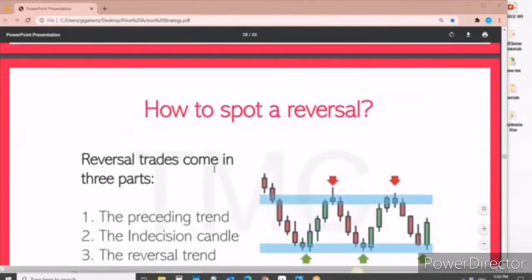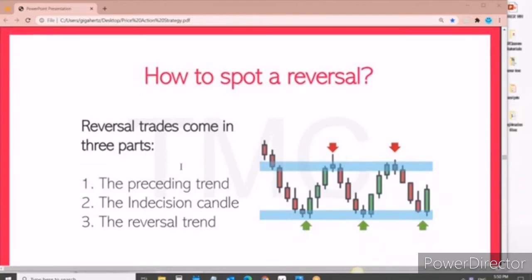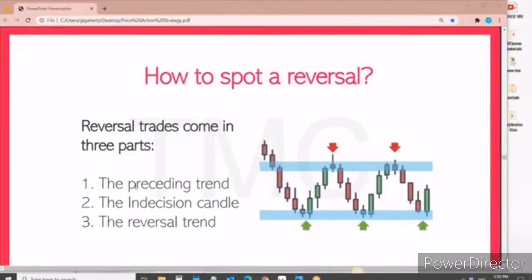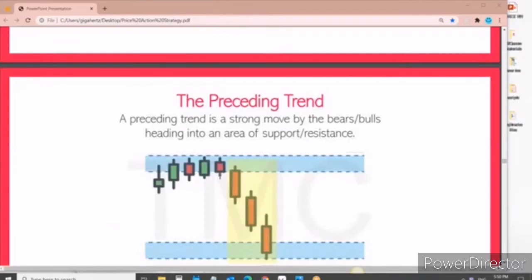Okay. So, how to spot a reversal? For us to see kung magkakaroon ng reversal, we need to have a preceding trend. First, preceding trend. Second, indecision candle. And third is the reversal trend. Kuha ba? Tatlo yan ha, how to spot a reversal. Okay. So let's talk about first, preceding trend.